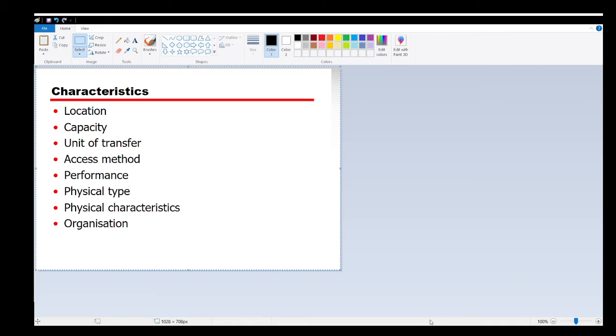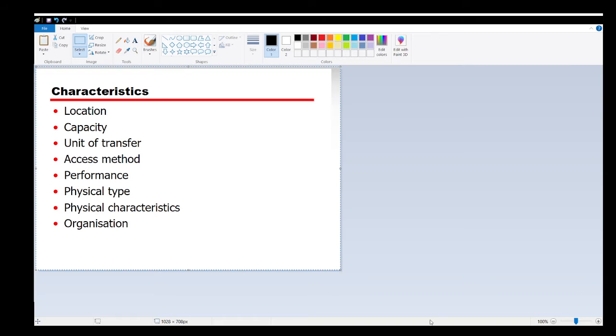So in location we are having either CPU or internal or external. So the next is about capacity. The capacity is in word size or the number of words. So it is expressed using the two terms, that is word size and the number of words.